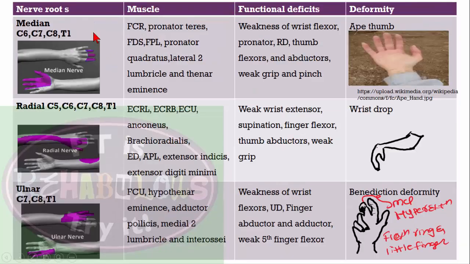Let's see the median nerve supply: C6, C7, C8, and T1. The muscles are flexor carpi radialis, pronator teres, flexor digitorum superficialis, flexor pollicis longus, pronator quadratus, and the lateral two lumbricals and thenar eminence. If a patient has a median nerve injury, functional deficits are noted like weakness of the wrist flexors, pronators, radial deviation, and thumb flexors and abductors. We can notice weak grip, and pinch is affected. In this diagram, we can notice the affected area for median nerve injury.